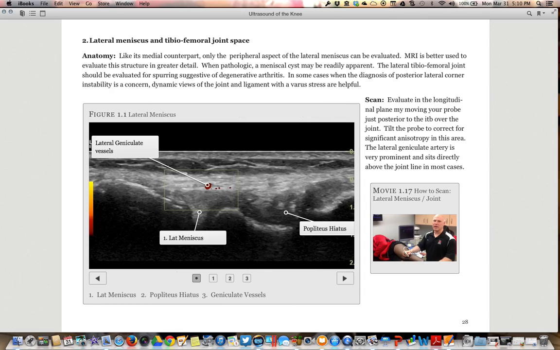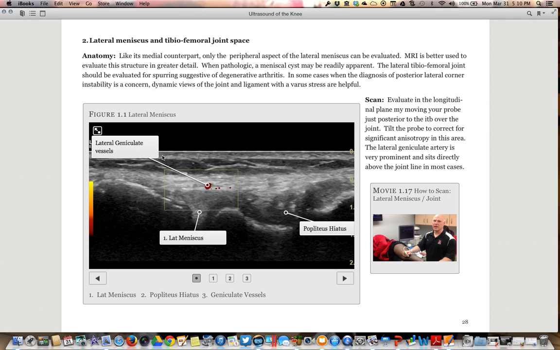The next structure we want to visualize is the lateral meniscus in the tibiofemoral joint space. Let's review that anatomy. We just saw a good part of it just before. The meniscus is important if we see a meniscal cyst to help us determine if there's pathology here. We can also evaluate the tibiofemoral joint line to look for degenerative processes such as arthritis.